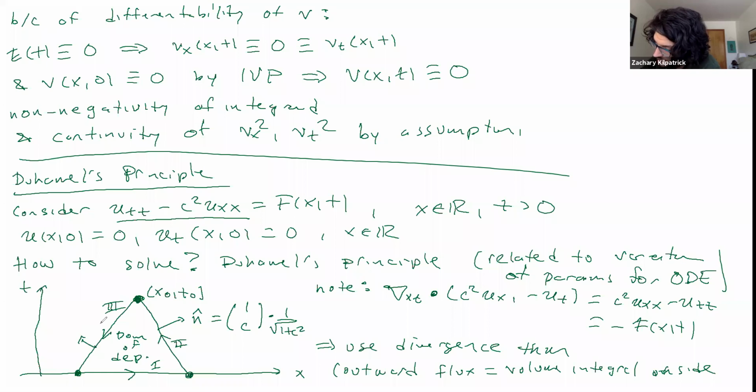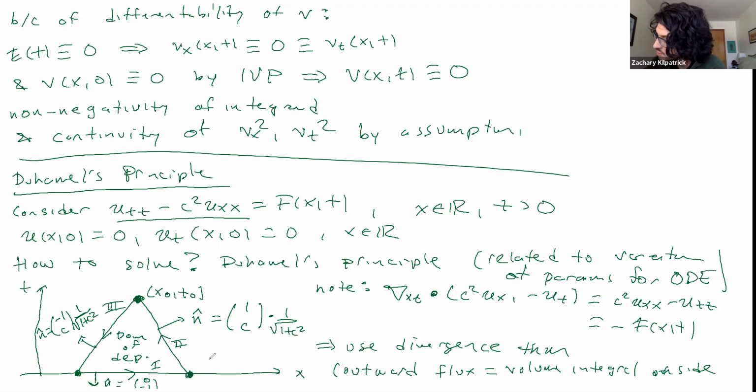This normal here is going to be minus 1, C times 1 over the square root of 1 plus C squared. And this normal down here is just going to be 0 and minus 1, right? Because it just points vertically down there, okay?